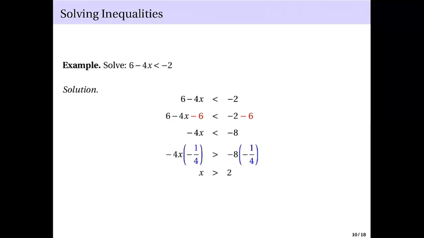So there's a question. If we were to divide by 4 instead, would it change the sign? That's a good question. Say we have negative 4x less than negative 8. If you divide it by 4, the inequality won't change because you divide or multiply by a positive number.